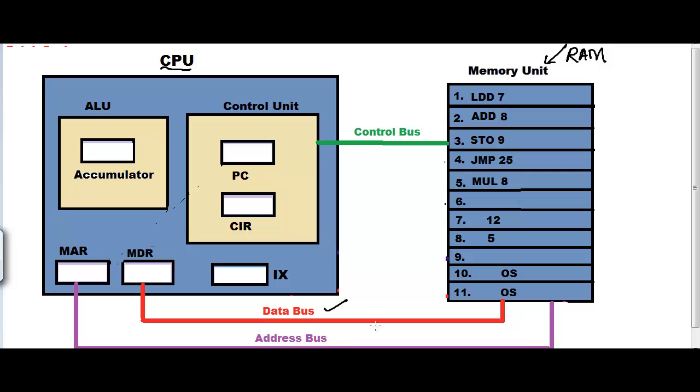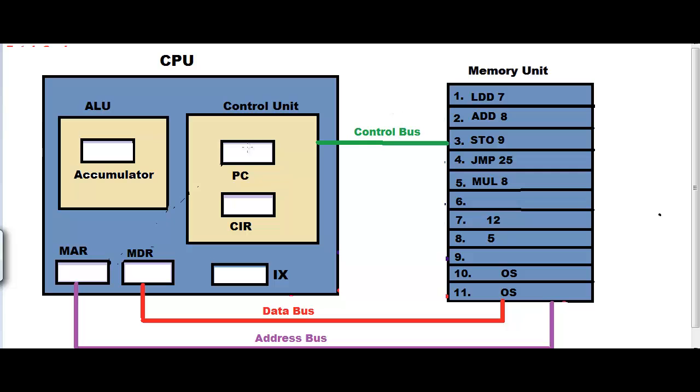The other cable that is connecting the CPU to the memory unit is the address bus, and the third one that is connecting the CPU to the memory unit is the control bus. So we have three buses which are basically connecting the CPU to the memory unit. All three buses are being used for different purposes.